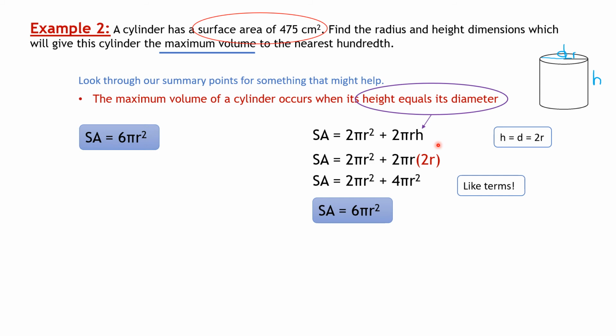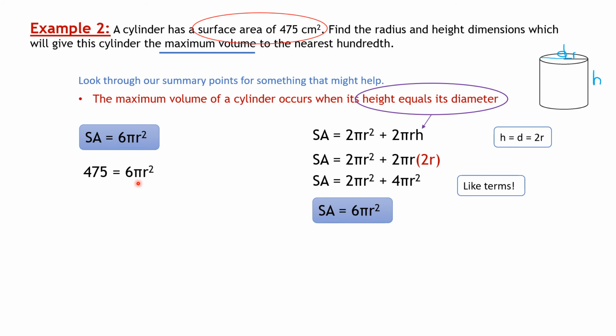Now I've totally lost what I'm doing. What am I doing here? Did all that work, came up with a new formula for surface area. Right, I'm told the surface area in the question, it's 475. Now I'm going to isolate r, so I'm going to divide both sides by 6, and then I'm going to divide both sides by pi.